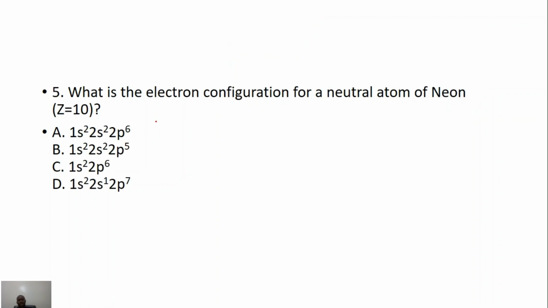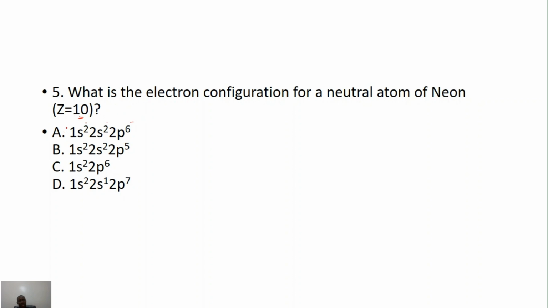B. What's the electron configuration for a neutral atom of neon? For you to know which atom the electron configuration represents, you need to look at the number of electrons. Recall that we said, in my video on atomic structure, that the number of protons is equal to the number of electrons. Meaning that when we know the number of electrons, we can know the number of protons, and the number of protons determines the atomic number of that element. Here we are given it is 10.